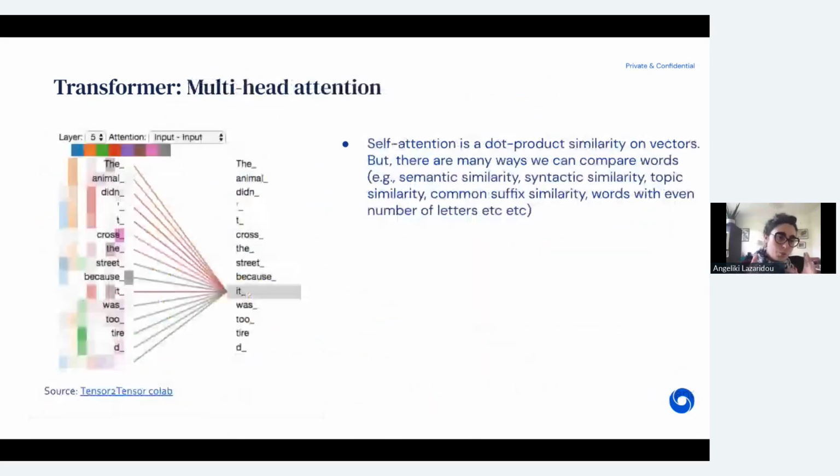So this is one way to do self-attention, a particular self-attention similarity. However, intuitively, there are many different ways that we can compare words with each other. For example, we can talk about semantic similarity of words, or syntactic similarity, or topic similarity, or common suffix similarity, or words with an even number of letters similarity, etc. So when we can have many similarities, why just constrain ourselves to one?